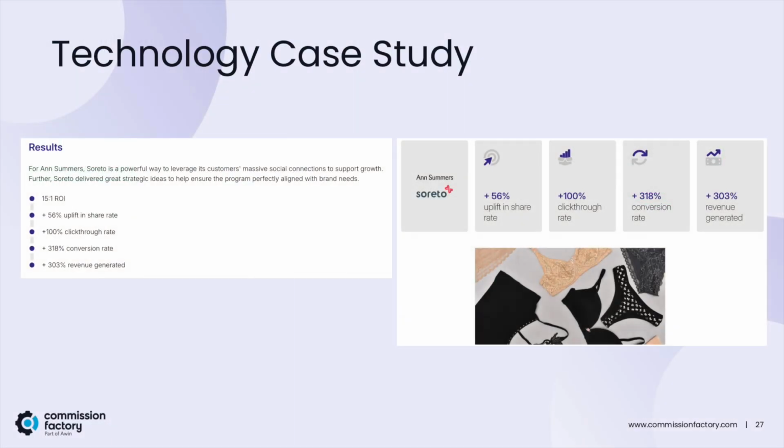We've had a number of clients successfully do this. This case study here is an example of an AWIN client in the lingerie space. They're called Ann Summers. They partnered with Soreto and actually saw over 300% increase in the revenue generated through that partnership. And perhaps even more importantly, their conversion rate increased by 318%. That's super impressive. And then they had an uplift across a number of other metrics as well.